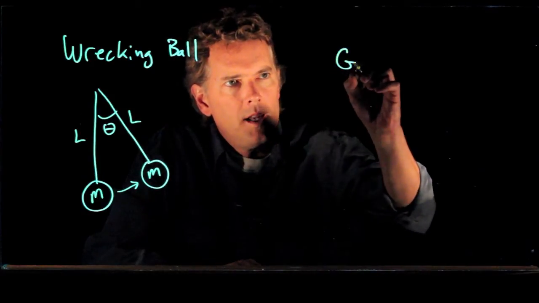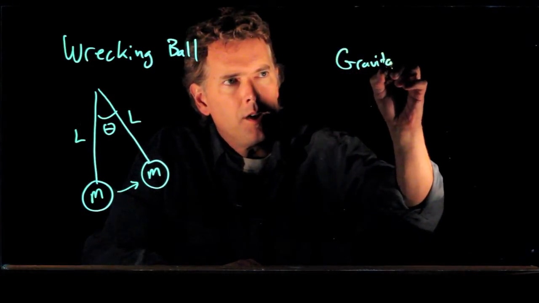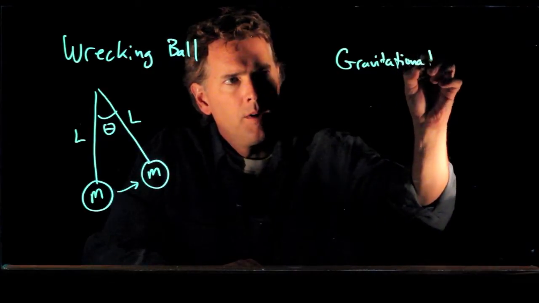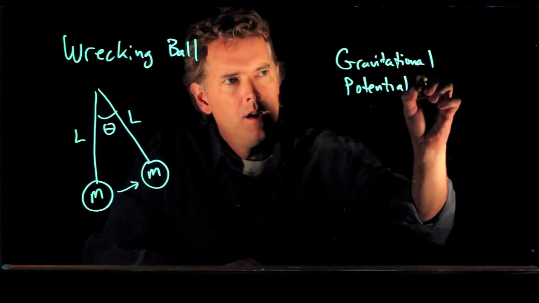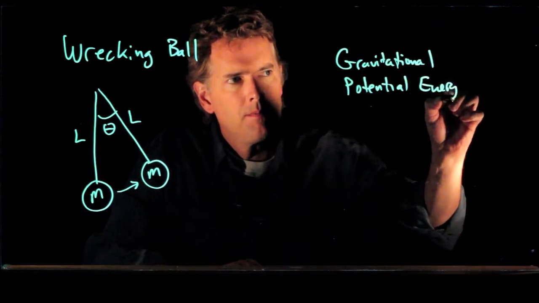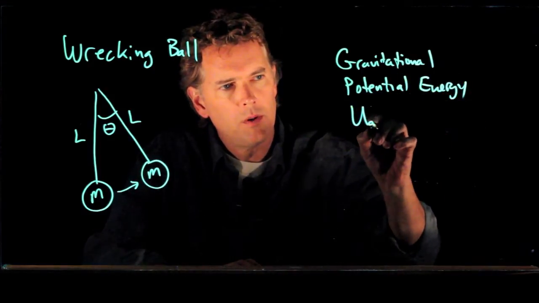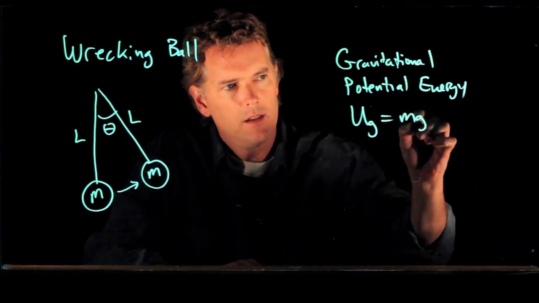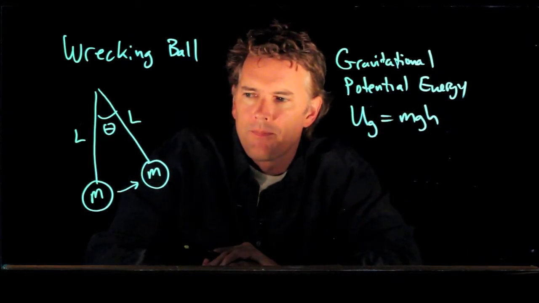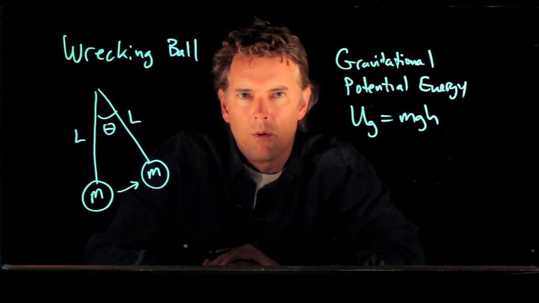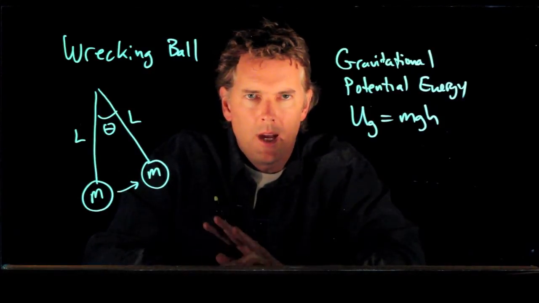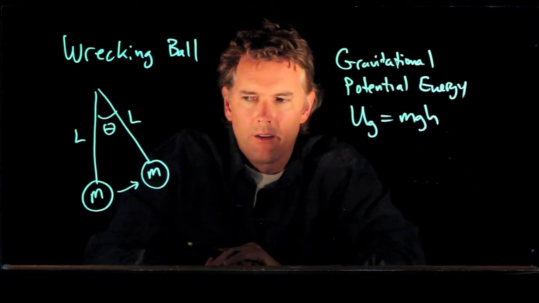So, what is gravitational potential energy? Well, gravitational potential energy is equal to mgh. We write this with a U sub g. It's just equal to mgh. Now, h is the height above some reference point, and you can put that reference point wherever you want.